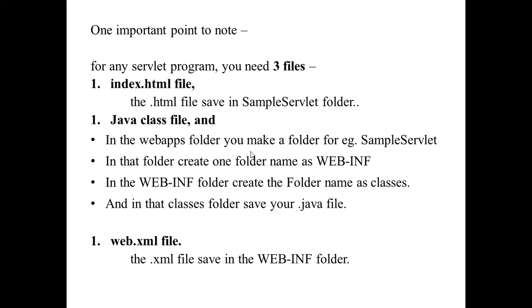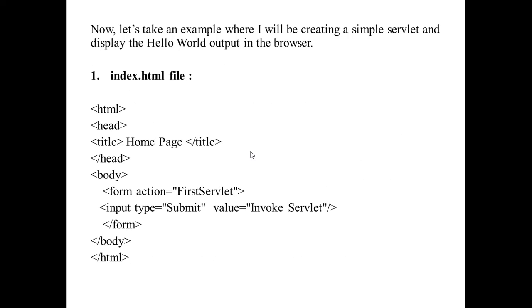Then next is the web XML file. The web XML file is saved in the WEB-INF folder, and the HTML file is saved in the sample servlet folder. These three files are required to perform a servlet program. Now let us see one example. Here I am creating a simple servlet and displaying the hello world output in the browser.